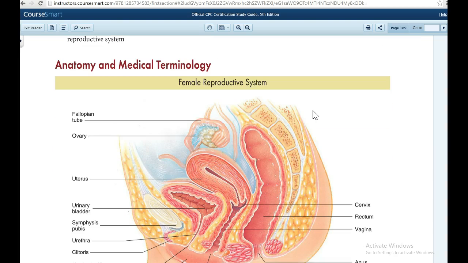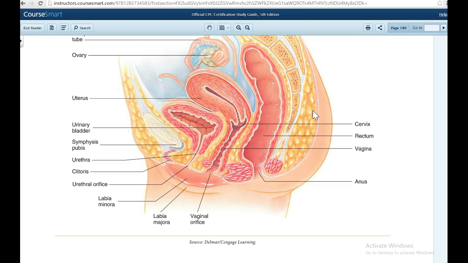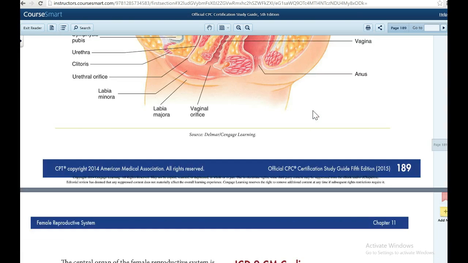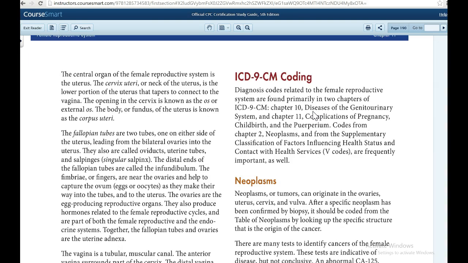Here's the anatomy and medical terminology of the female reproductive system, and you have this diagram in your book as well. The central organ of the female reproductive system is, of course, your uterus. This is where you carry a baby. The cervix uteri is the neck of the uterus, the lower portion of the uterus that tapers to connect to the vagina. The opening of the cervix is also known as the OS or the external OS. The body or the fundus of the uterus is also known as the corpus uteri.